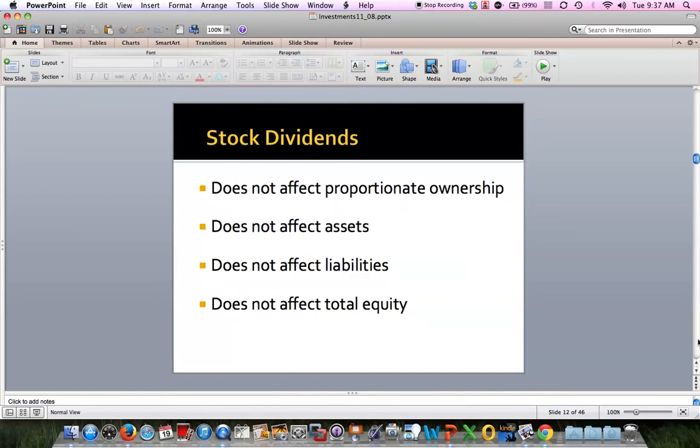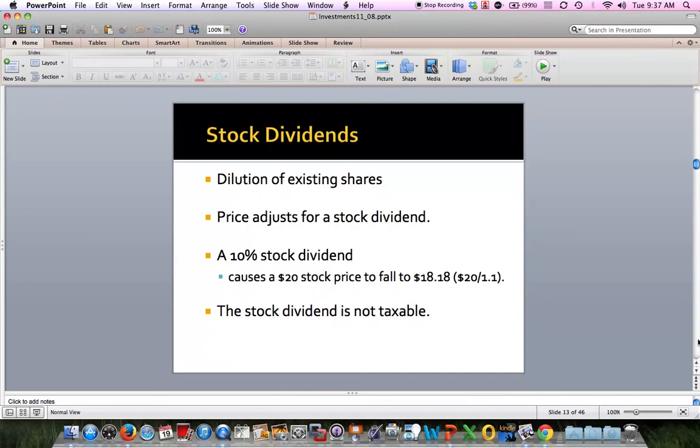Some companies will pay a stock dividend. They do that because they don't have a lot of cash on hand, but they still want to reward shareholders. It does not affect proportionate ownership. It does not affect a company's assets or liabilities or equity, but it's basically dividending additional shares of stock to existing shareholders. It dilutes existing shares, and of course the price then becomes adjusted for the stock dividend.